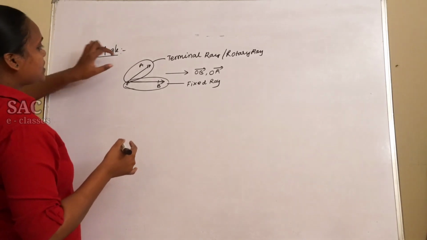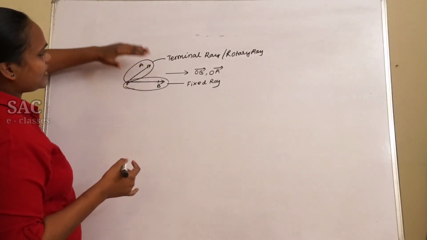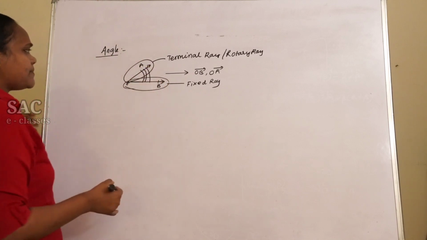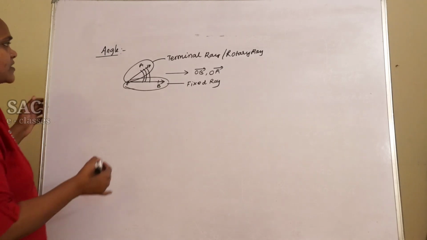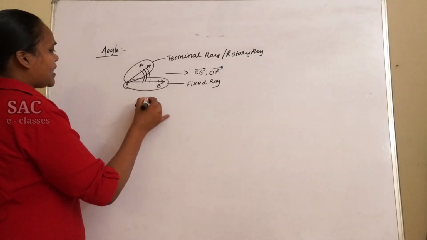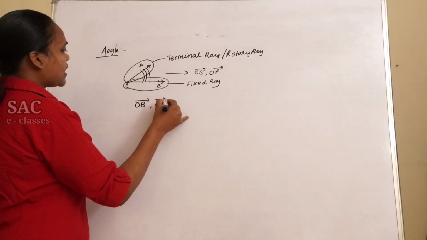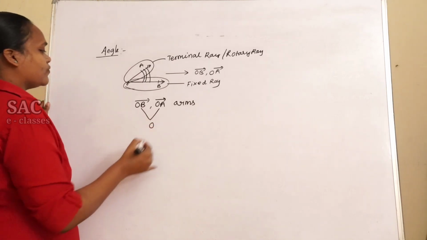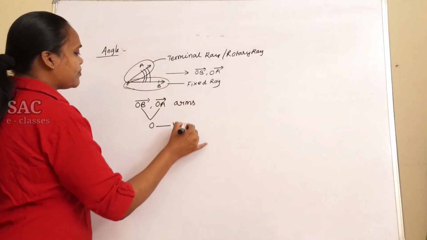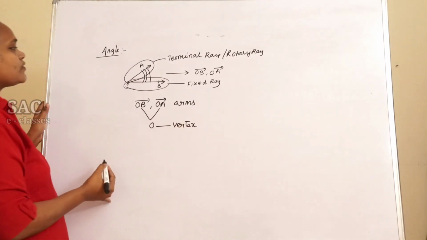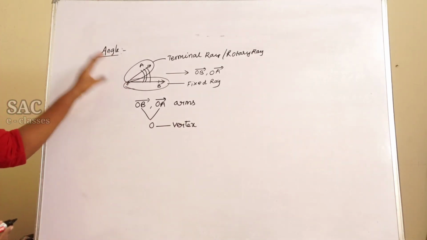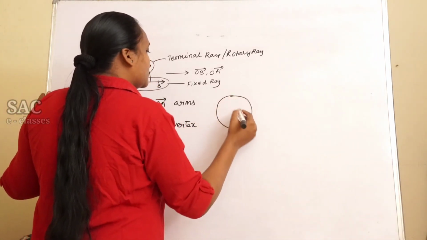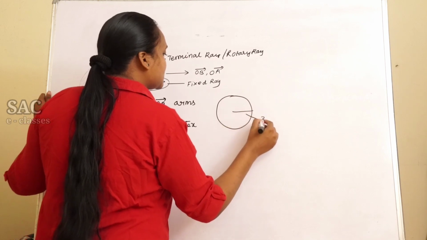Now the revolution made by the terminal ray from the fixed ray is called the measure of an angle. First of all, the OB ray and OA ray are both called the arms of an angle. They both meet at the point O, so O is the common end point, which we call the vertex. Usually we measure angles in degrees. We know a complete revolution of an angle makes 360 degrees.